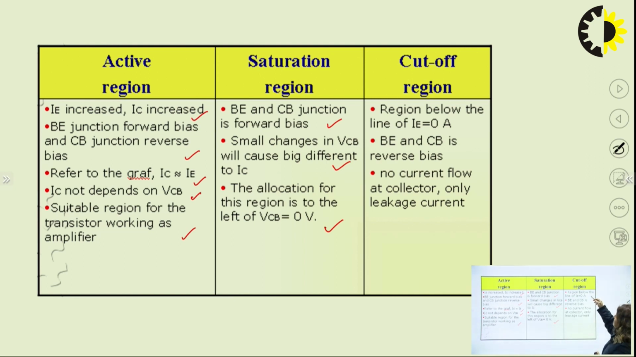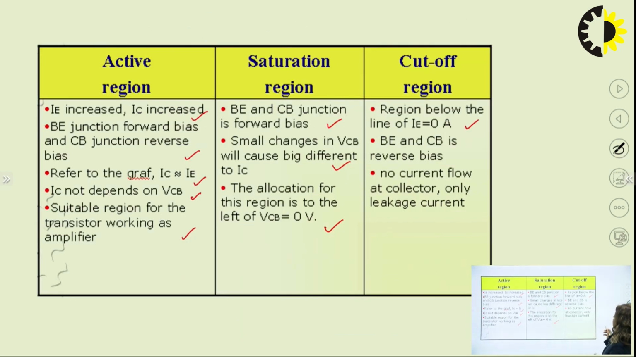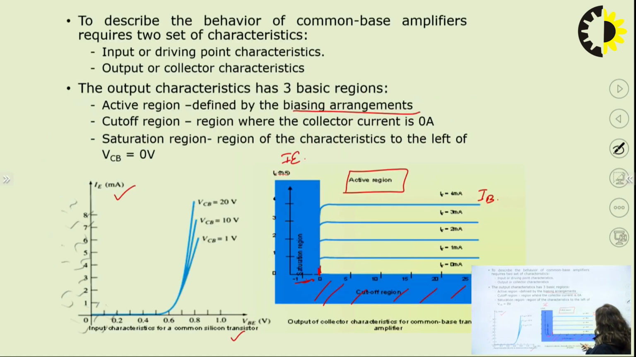Similarly, for the cutoff region, it is the region below the line of IE equal to 0 ampere, which I have shown you here. That is below the line, that is IE equal to 0. That is the cutoff region. Here the base emitter and the collector base junctions are reverse biased. So no current flows at the collector, there is only leakage current. So in this graph we have the cutoff region, and in this cutoff region there is no current.